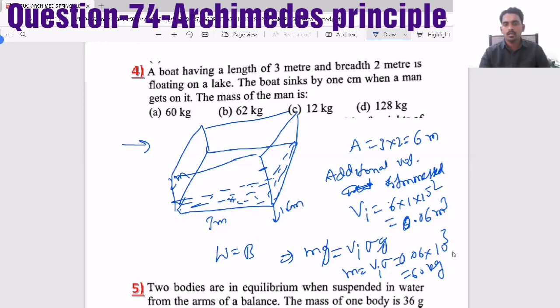The boat already has something immersed. After you get onto it, it goes down by a depth of 1 centimeter, which means some additional volume went inside, which means additional buoyancy force got developed. That must be balanced by what? The weight of the body. Then only it can float on the water again.